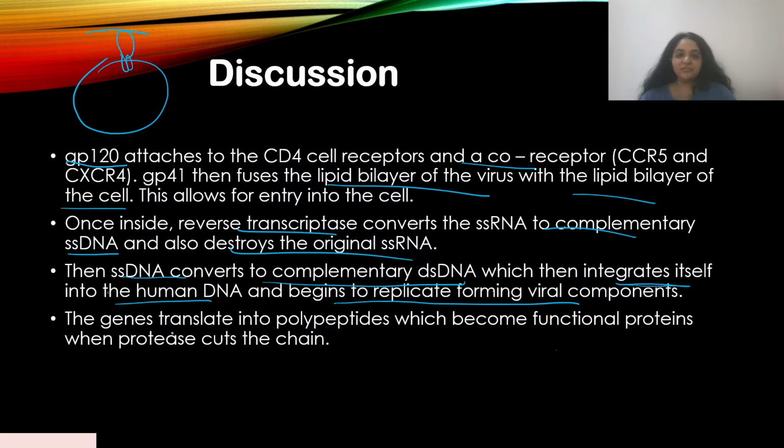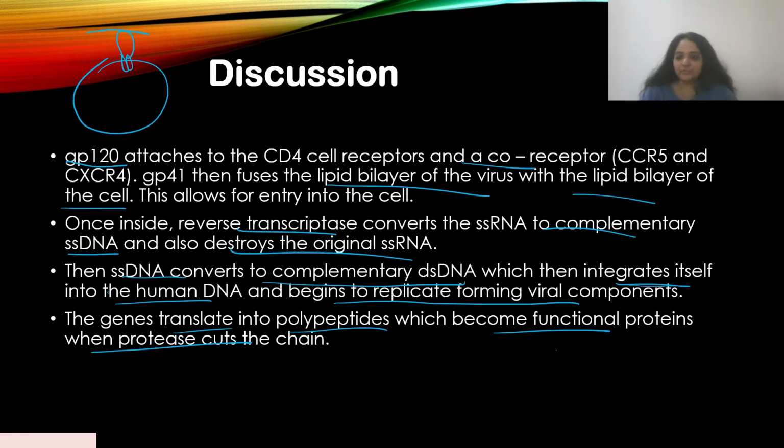Now the genes translate into polypeptides, which become functional proteins when protease cuts the chain. Okay, so now obviously the viral components, the viral proteins, are being formed. There's P24, there's P7, there's P17, there's GP120, there's GP41.